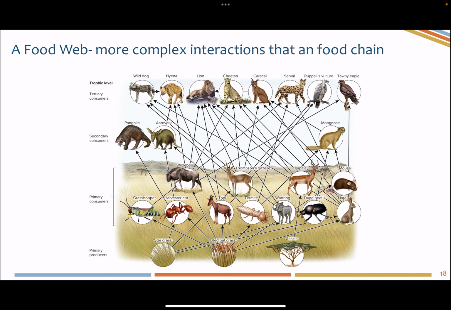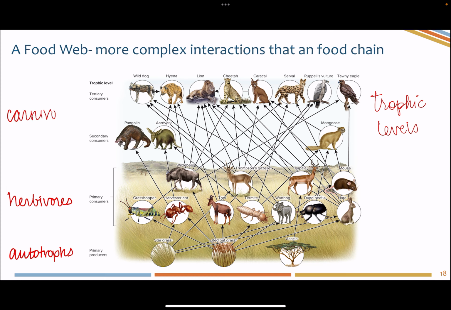Now the same thing applies here. These are all trophic levels, and these trophic levels are the same. We've got primary producers. These are our photosynthesizers or our autotrophs. We've got our primary consumers. These are the herbivores. And then we've got our secondary consumers. These are the carnivores.